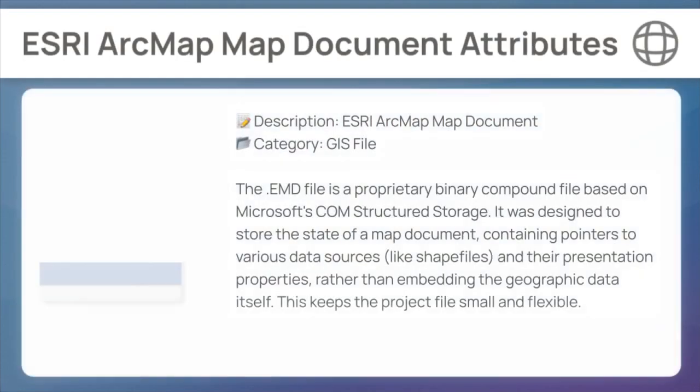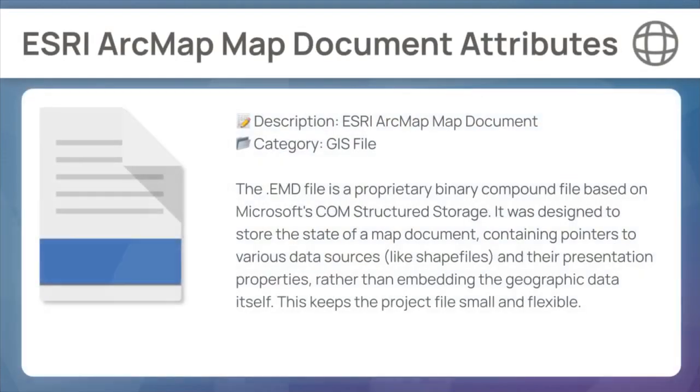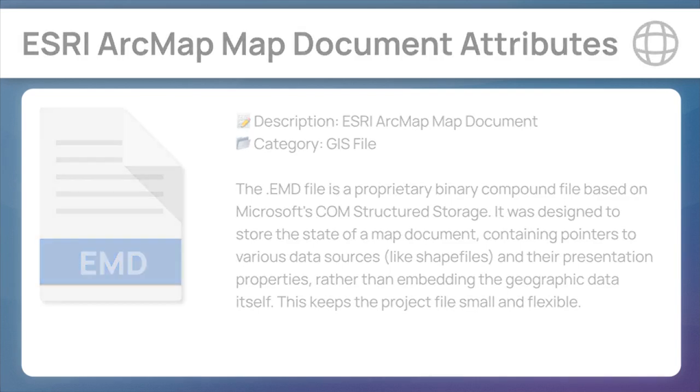The .emd file is a proprietary binary compound file based on Microsoft's COM structured storage. It was designed to store the state of a map document containing pointers to various data sources, like shapefiles, and their presentation properties, rather than embedding the geographic data itself. This keeps the project file small and flexible.